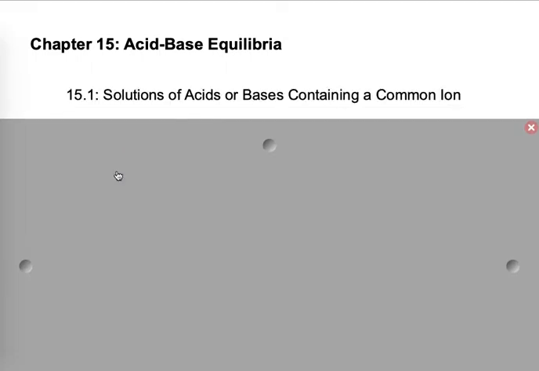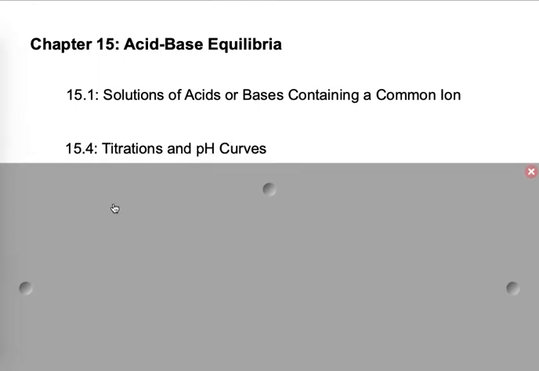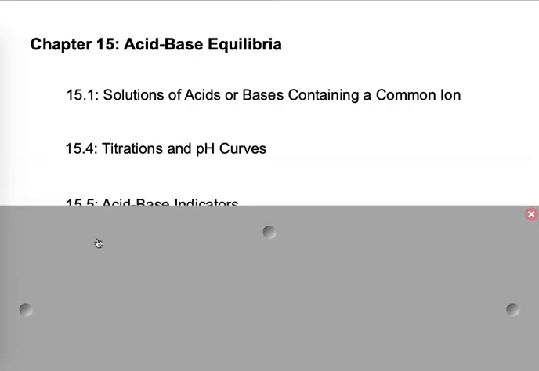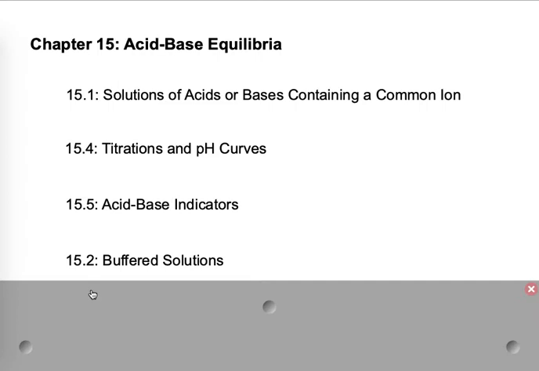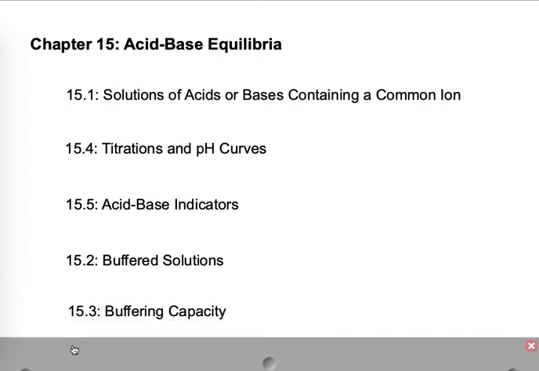We'll begin with Chapter 15.1 in this video, discussing solutions of acids or bases that contain a common ion, and I'll define what that means in a second. We'll jump ahead to Chapter 15.4 to talk about titrations and pH curves, a way of analyzing what happens during the titration of an acid with a base or vice versa. And that leads us to a consideration of acid-base indicators, why we choose a particular indicator for a titration. We'll then go back and consider buffered solutions in Chapter 15.2 and finish by talking about buffering capacity. So let's begin.